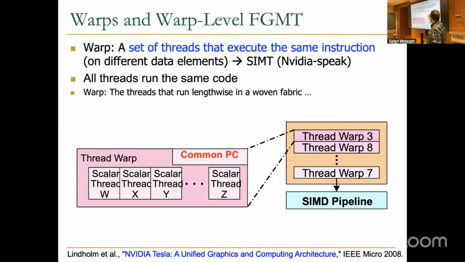Okay, we were discussing warps. A warp is a set of threads that execute the same instruction. We can have many warps, and then we need to schedule across them. Basically, you run your warp on a SIMD pipeline, and in that you have a scalar thread execution essentially.